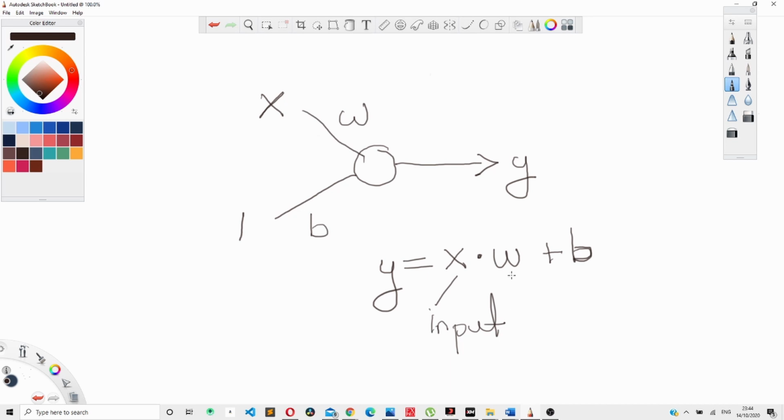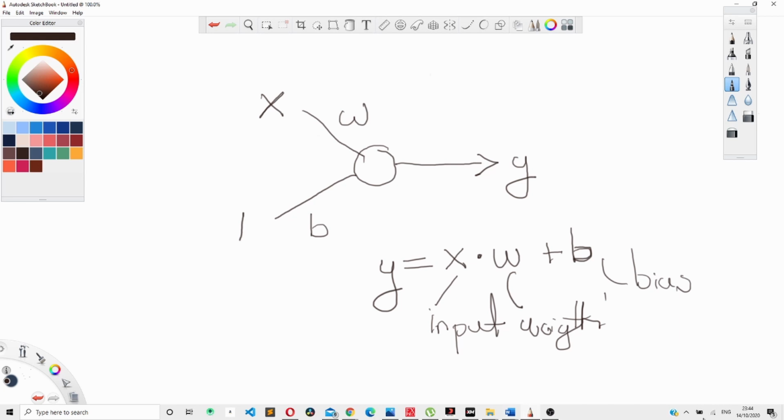We multiply X by the connection's weight, which is W. And then we add the bias, right? So let me give you a solid example.